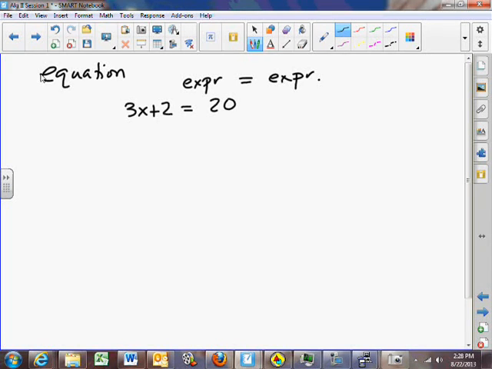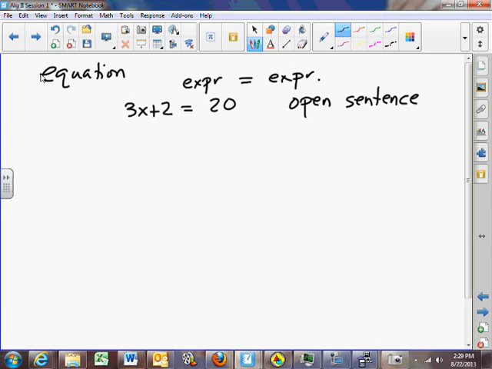Sometimes we refer to this equation as an open sentence, because what it really says is that 3 times the number plus 2 is equal to 20. Now, that might be true, and it might be false. If x were 6, 3 times 6 plus 2 would be equal to 20. But if x were 5, 3 times 5 plus 2 wouldn't be equal to 20. So an open sentence is one that can be true or false.